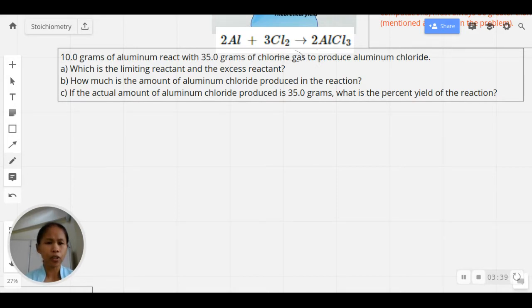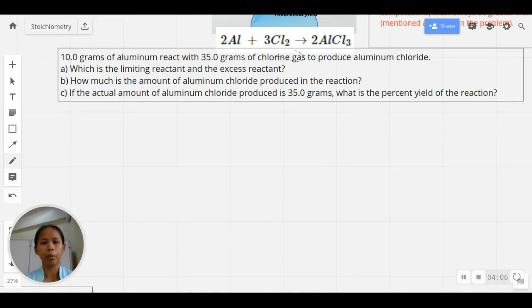Let's read our problem first. We have 10 grams of aluminum that react with 35 grams of chlorine gas, producing aluminum chloride. Letter A: we have to tell what the limiting reactant is and what the excess reactant is. Then letter B: how much aluminum chloride is produced in the reaction? Now, letter B, I want you to take note of that.